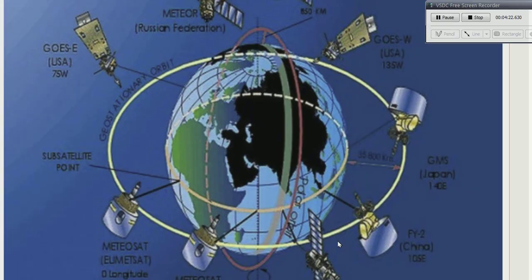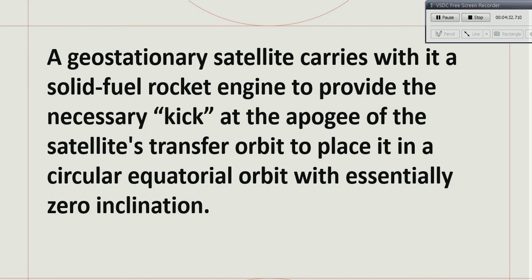So this is the structure of geostationary satellites. Our earth is surrounded by so many geostationary satellites. Why? I will explain later on. Now, how is a geostationary satellite placed on the orbit? A geostationary satellite carries with it a solid fuel rocket engine to provide the necessary kick at the apogee of the satellite transfer orbit. Apogee means the satellite transfer orbit.